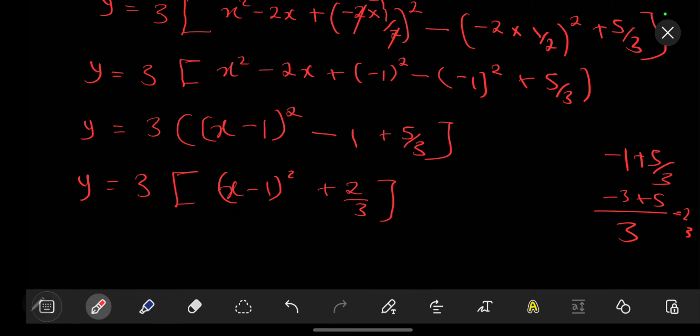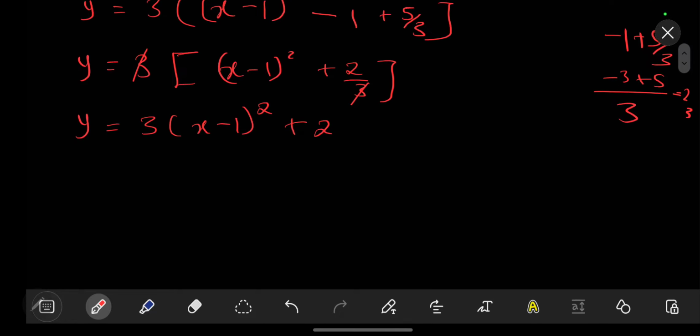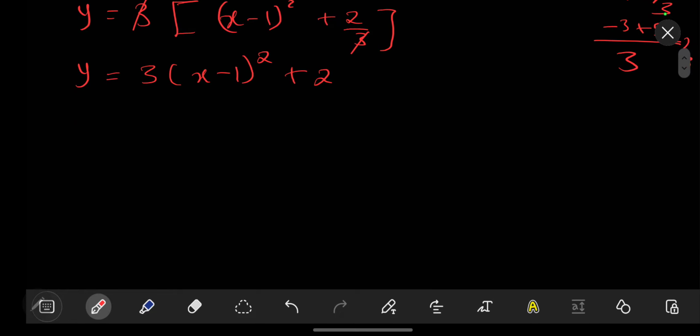Now when you reach this stage, you have to multiply the coefficient outside throughout everything, so that y equals 3 outside, open brackets, x minus 1, then we square it. Then this 3 again multiplies this 2 over 3, and you will realize this 3 will cancel with that 3, so we have plus 2. This means we have converted into vertex form. So if anytime you're asked to convert into the vertex form, you are always going to use this method.